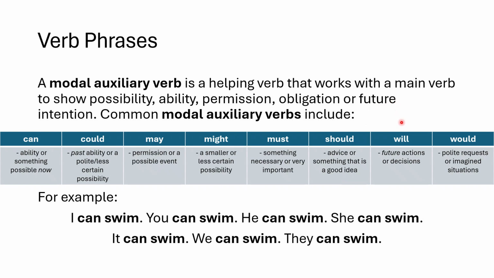Will. Will shows future actions or decisions. Would. Would shows polite requests or imagined situations. For example, I can swim, you can swim, he can swim, she can swim, it can swim, we can swim, they can swim. These sentences show the subject's ability or something possible now.